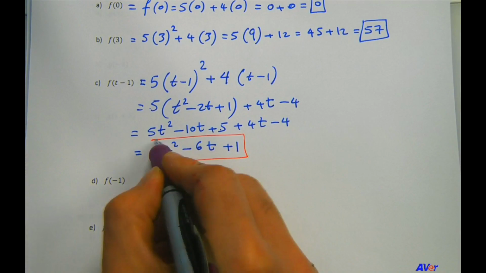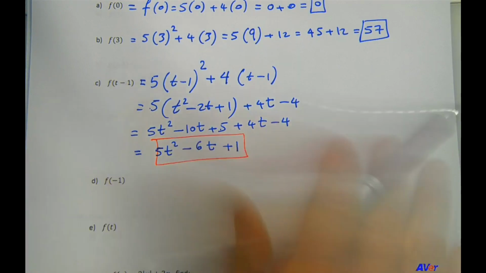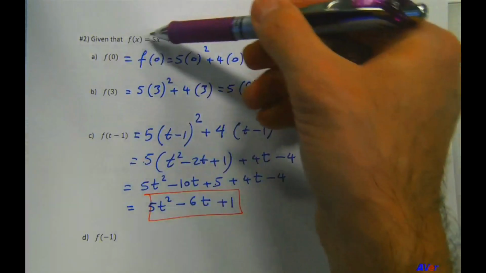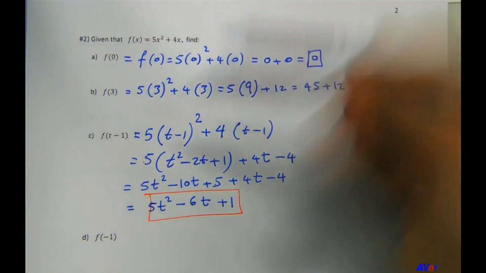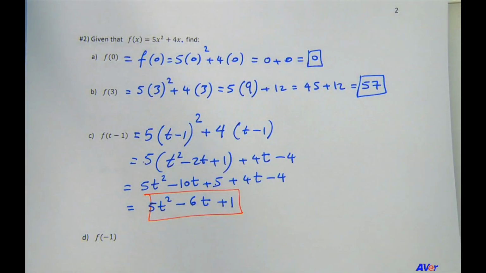So there. The original function at t minus 1 equals that.